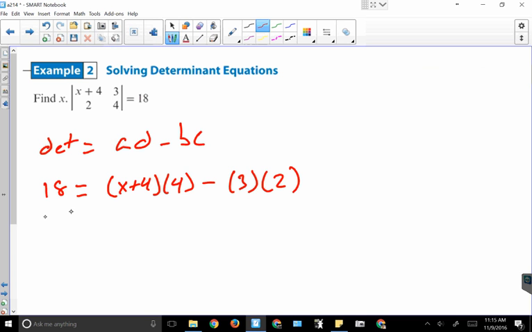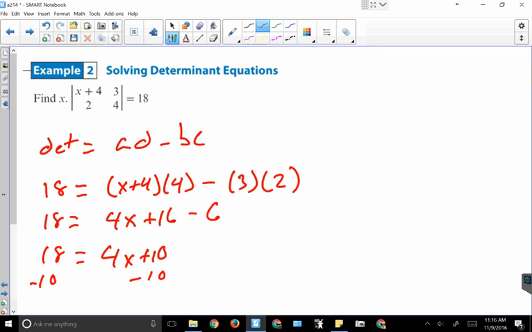So, we end up with 18 is equal to 4x plus 16 minus 6. It's just algebra. So I end up with 18 is equal to 4x plus 10. Subtract 10 from both sides, and that leaves me with 8 is equal to 4x. Divide by 4, divide by 4, 2 is equal to x. No big deal. It's just playing with, or not the geometry, the algebra. Okay? Not bad. Doable, right? Okay.